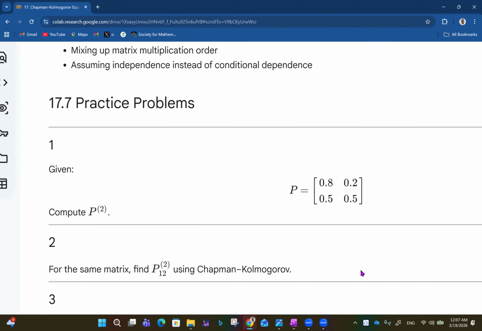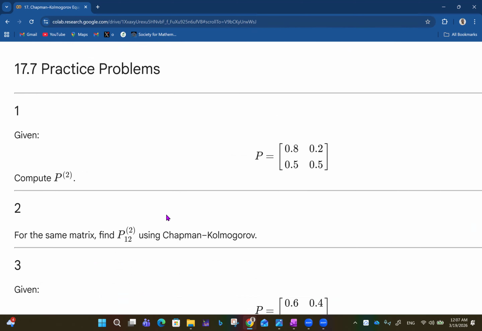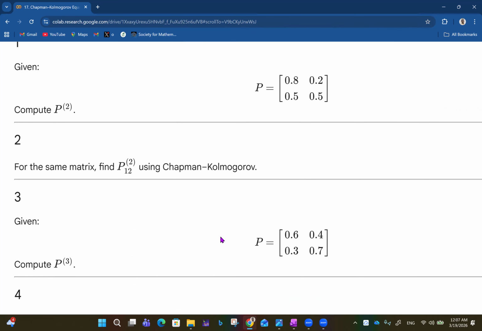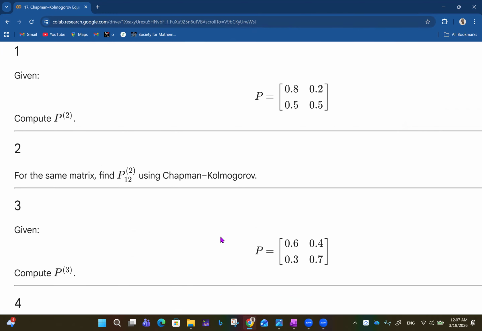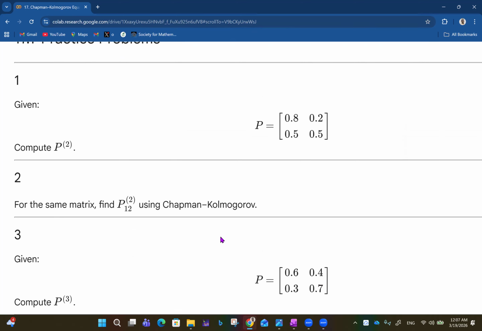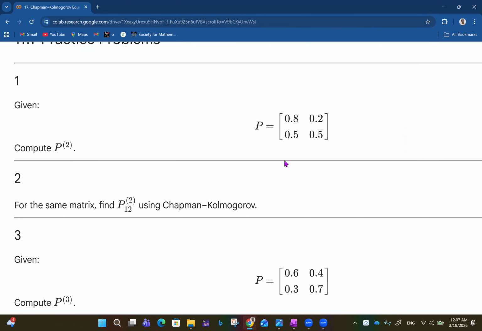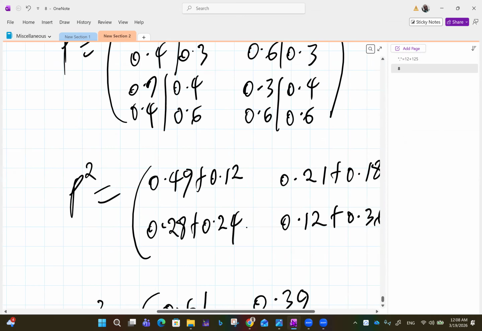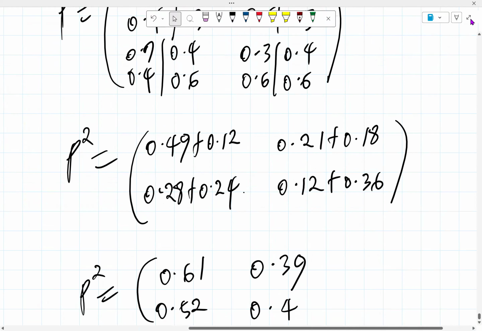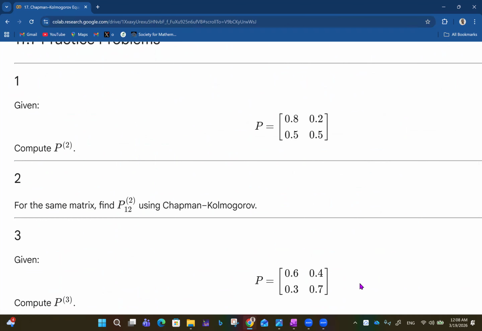So we have some practice problems. Given P to be this, compute P2. We have done that before. For the same matrix, find P12 using Chapman-Kolmogorov. Okay, now maybe that will make me try to do that. So we have 0.8, 0.2, 0.8, 0.5. I think that's easier to memorize. 0.8, 0.5, right? 0.8, 0.5.